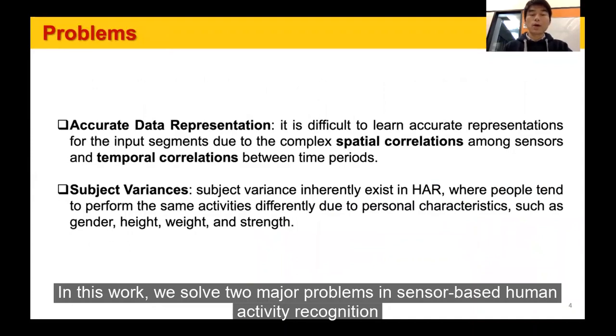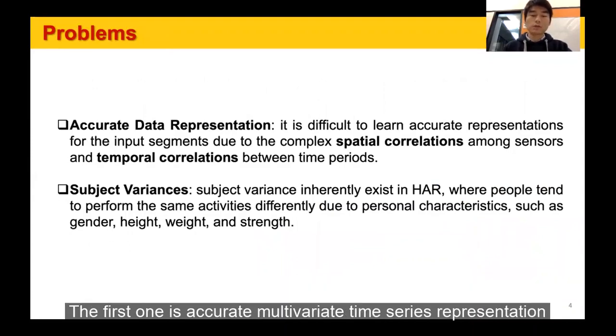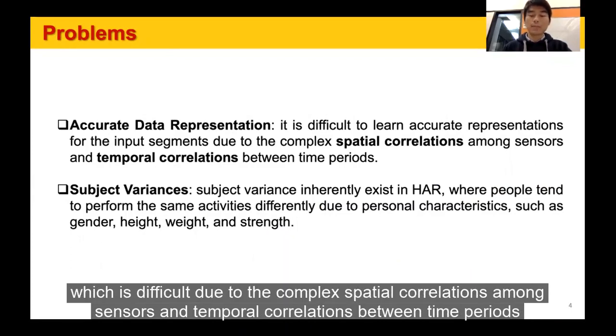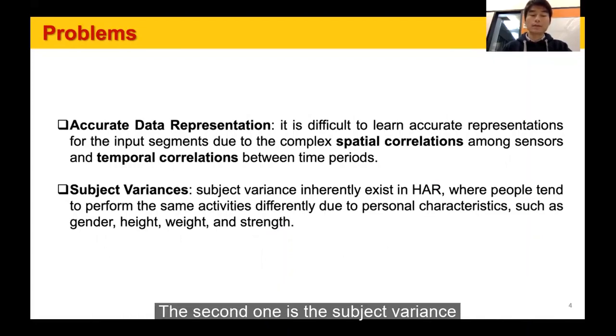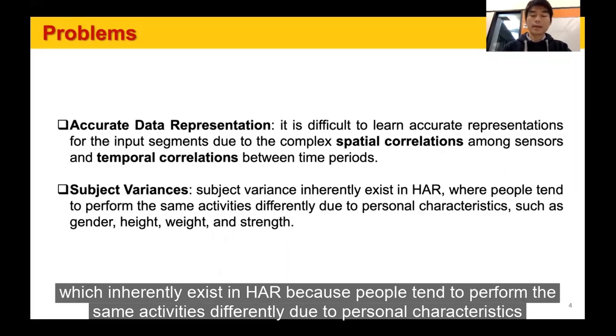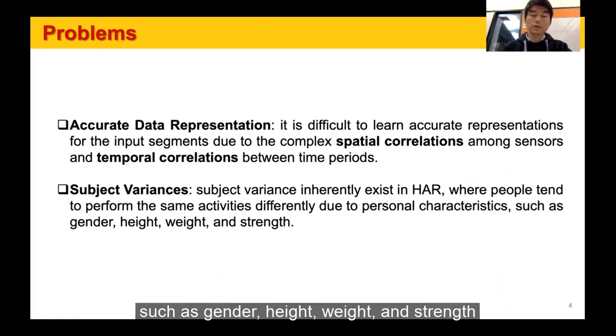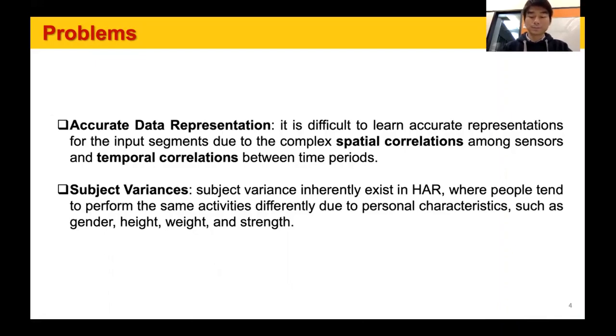In this work, we solve 2 major problems in sensor-based human activity recognition. The first one is accurate multivariate time series representation, which is difficult due to the complex spatial correlations among sensors and the temporal correlations between different time periods. The second one is the subject variance, which inherently exists in human activity recognition because people tend to perform the same activities differently due to their personal characteristics, such as gender, height, weight, and their strengths.